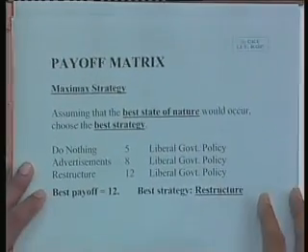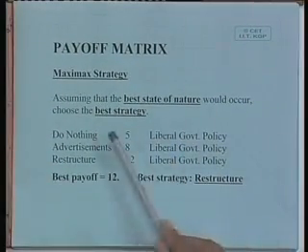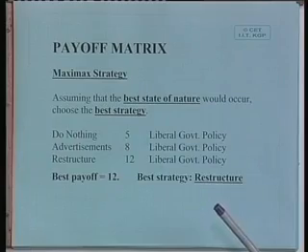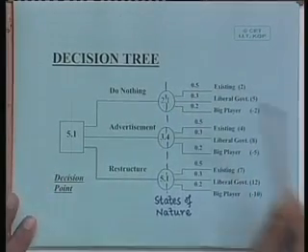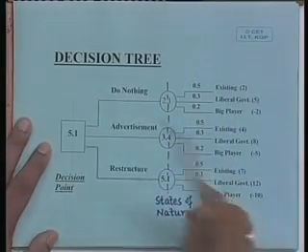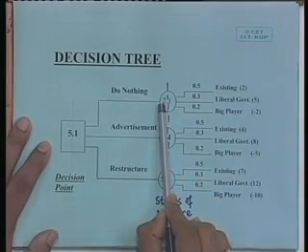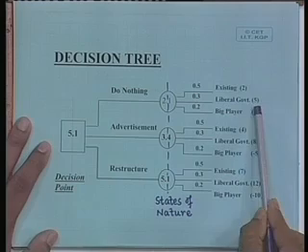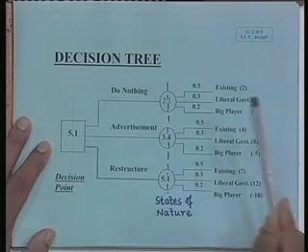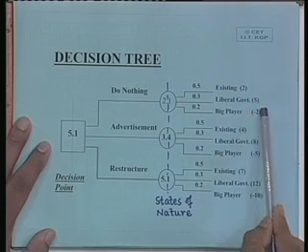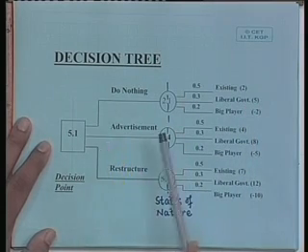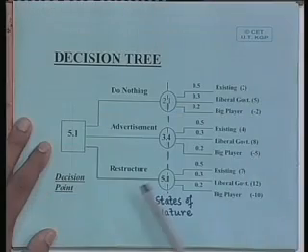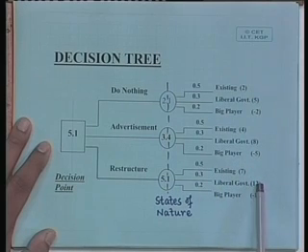Now, let us look at the MaxiMax strategy. The MaxiMax strategy says, assuming that the best state of nature would occur, choose the best strategy, right. So, let us see. Suppose you are going for do nothing. What is the best possible value? Best value is 5. So, you are an optimist, you are going for do nothing, you think a liberal government policy will come, so you will get a payoff of 5. Similarly, if you are going for advertisements, again you think a liberal government policy will come and you will get a payoff of 8. Restructure, again you think a liberal government policy will come and you will get 12.